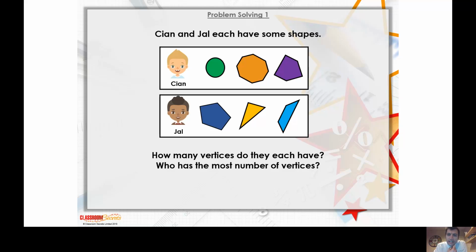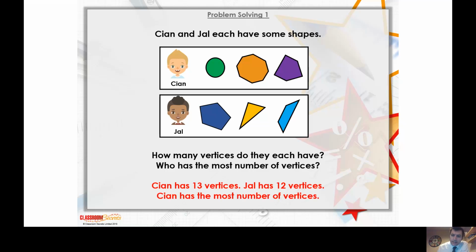So Chan's adding 1 to 8 to 5, so 1 plus 8 plus 5. Jal is adding 5 to 3 to 4. And then hopefully you spotted that the correct answer was Chan. Okay, you can see that Chan has slightly more than Jal, one more than that.